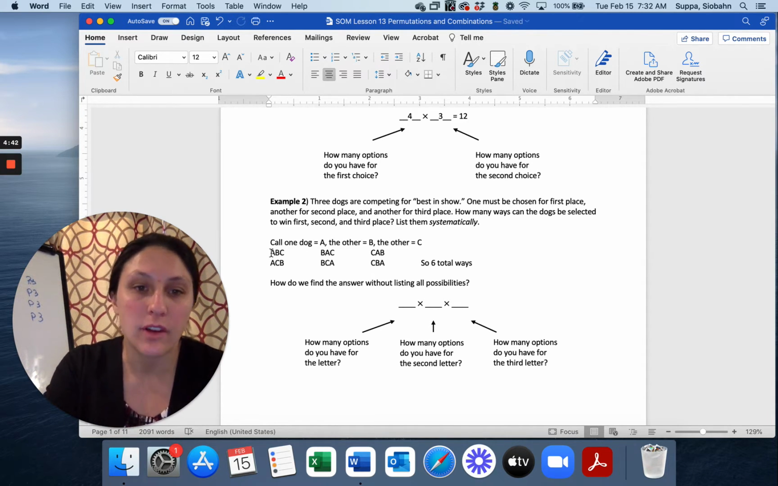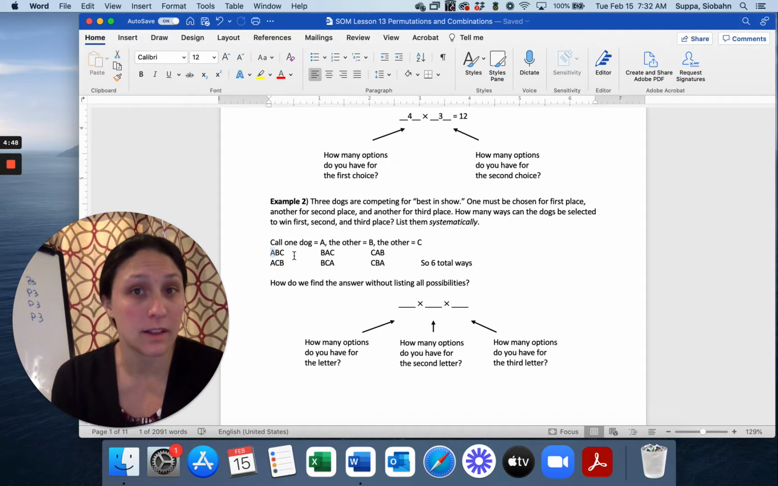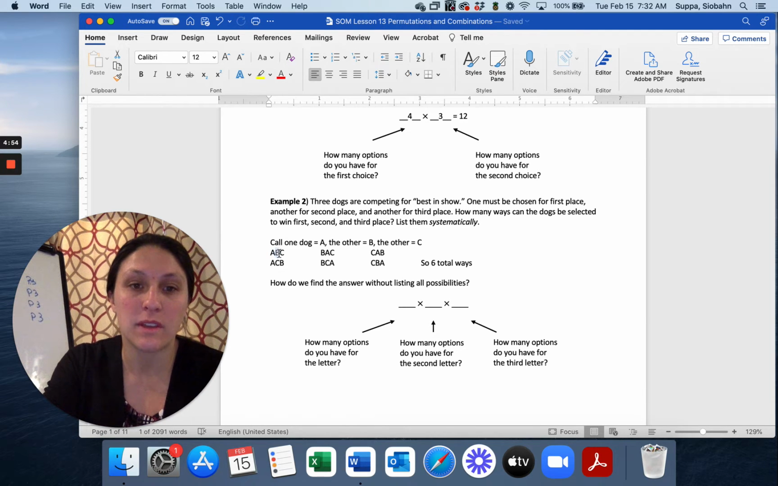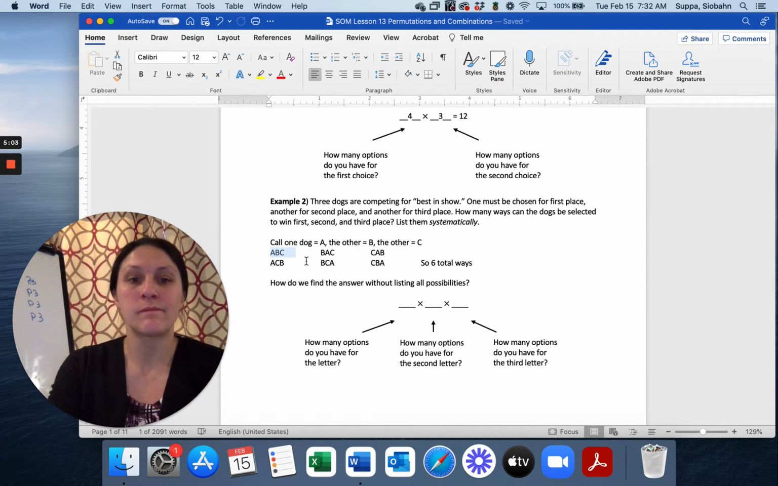So I named the dogs A, B, and C, and here I listed them systematically. If dog A wins first place, then you can't select dog A again. So this is an example where repetitions are not allowed. Dog A can't win first, second, and third place. So dog A wins first place, and then dog B wins second, and dog C wins third. That's one possible outcome for how those 3 dogs could win this competition.